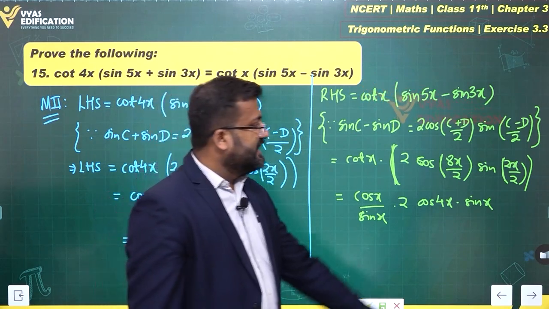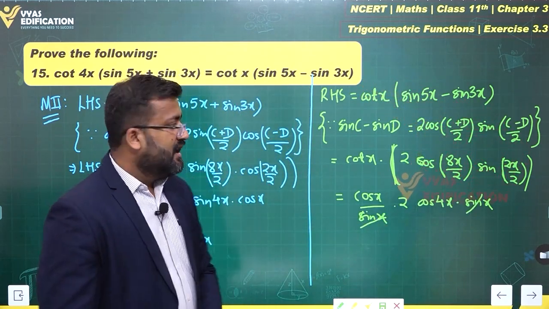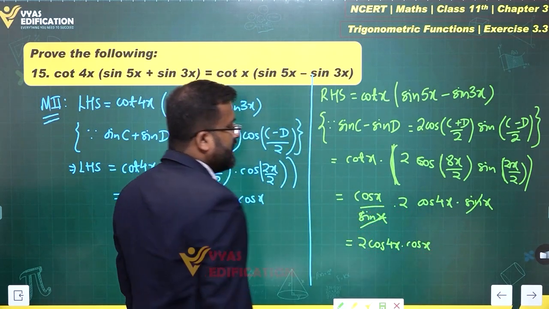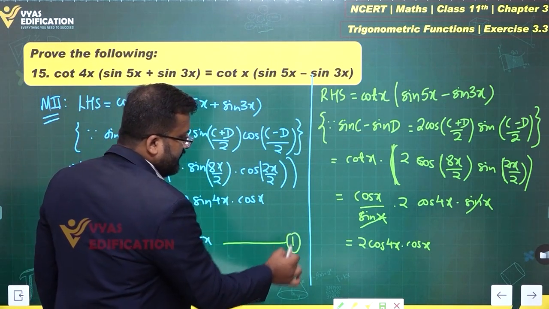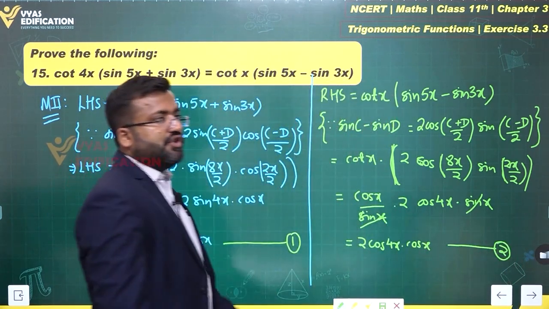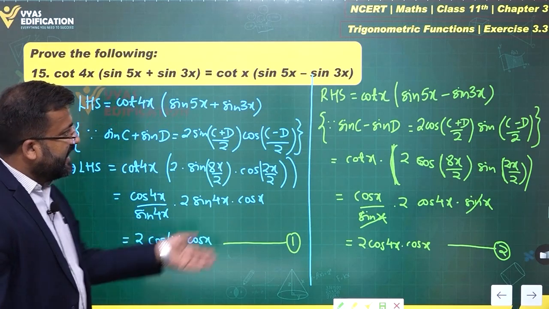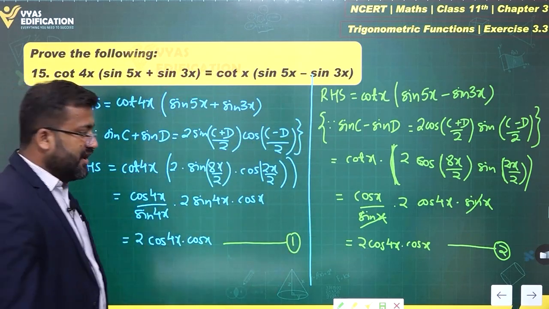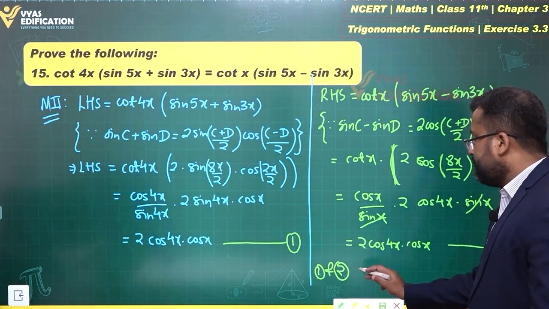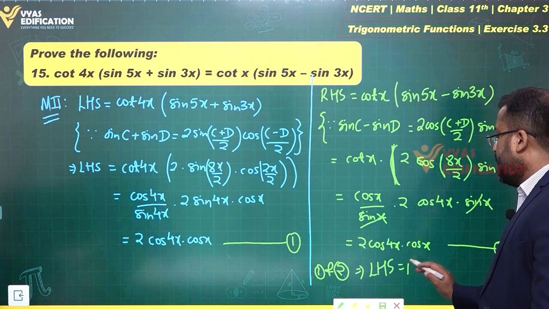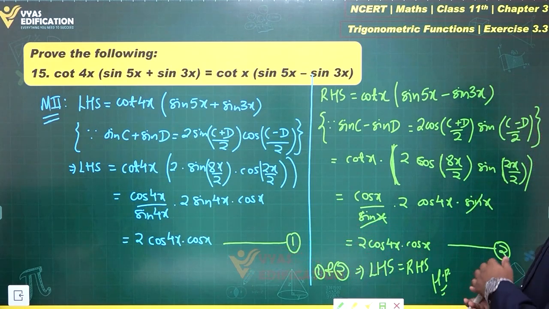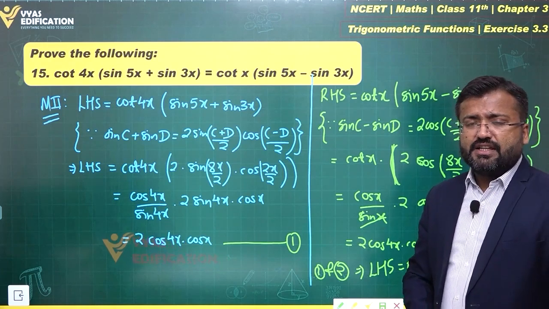Yeah. Now you can observe that these sin x are getting cancelled and what remains is 2 cos 4x times cos x. Now if this here is statement 1 and this here is statement 2, using 1 and 2 you can observe that LHS is equal to the RHS. Using 1 and 2 combined, we can say that LHS is equal to RHS, and that's the complete proof for this question using this method, as you can clearly observe. Is it all? Yes, that's all in this question.